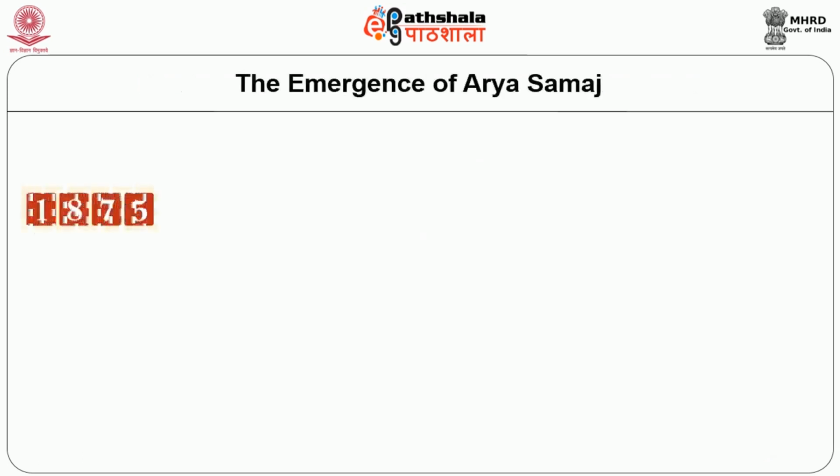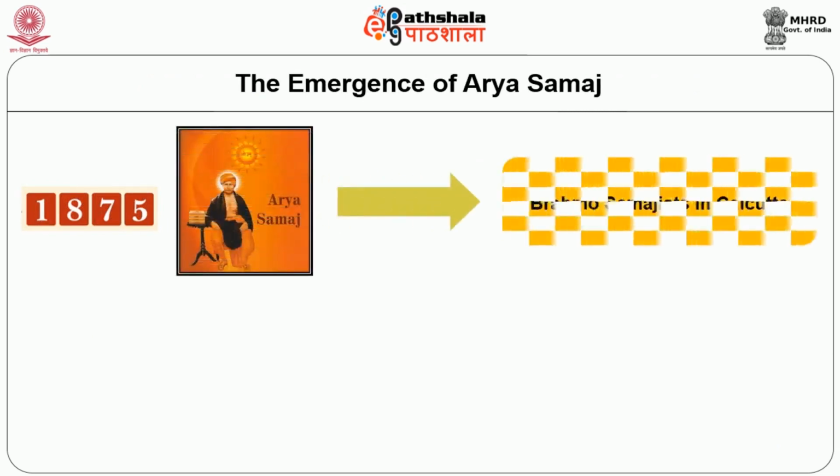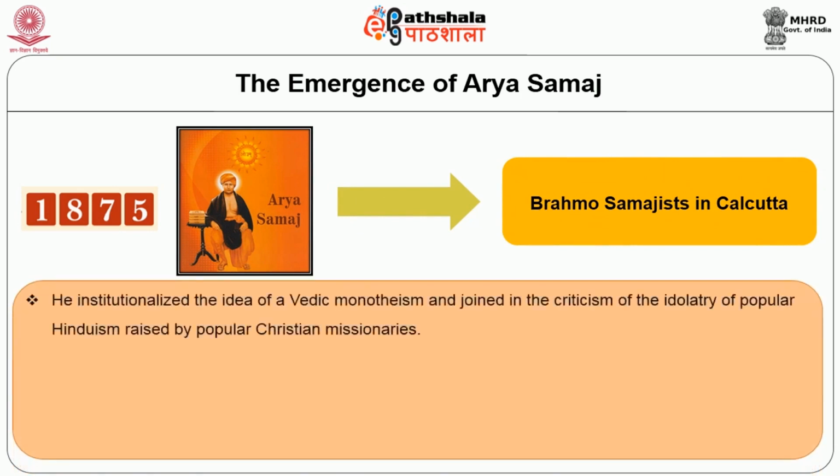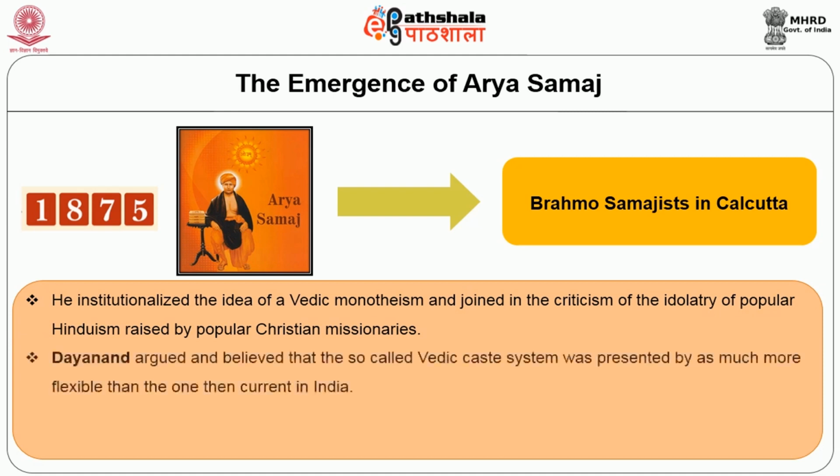Emergence of the Arya Samaj. Arya Samaj was founded by Swami Dayananda Saraswati in 1875 after being influenced by the Brahmo Samajis of Calcutta. He institutionalized the idea of a Vedic monotheism and joined the criticism of the idolatry of popular Hinduism raised by Christian missionaries. Dayananda argued that the so-called Vedic caste system was much more flexible than the one that was prevalent in India at the time.